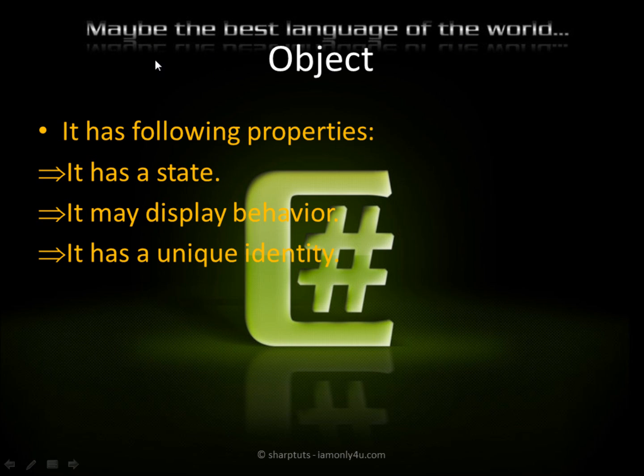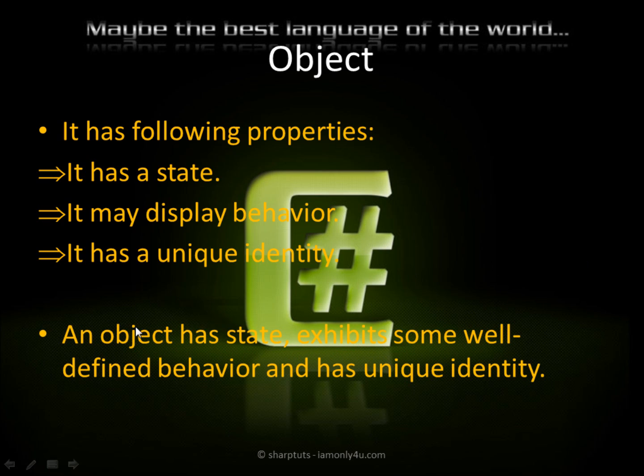An object has 3 properties. It has state, it may display behavior, it is not necessarily that it will have a behavior, and it should have a unique identity, or else everything would be the same and this concept doesn't come into picture at all. So it has a unique identity, it has a state, and it may display behavior. An object has state, exhibits some well-defined behavior, and has unique identity.